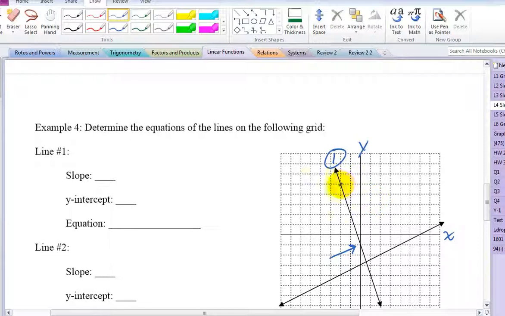For your slope, I'd use maybe this point and this point. Make a right triangle. Find your rise and find your run.